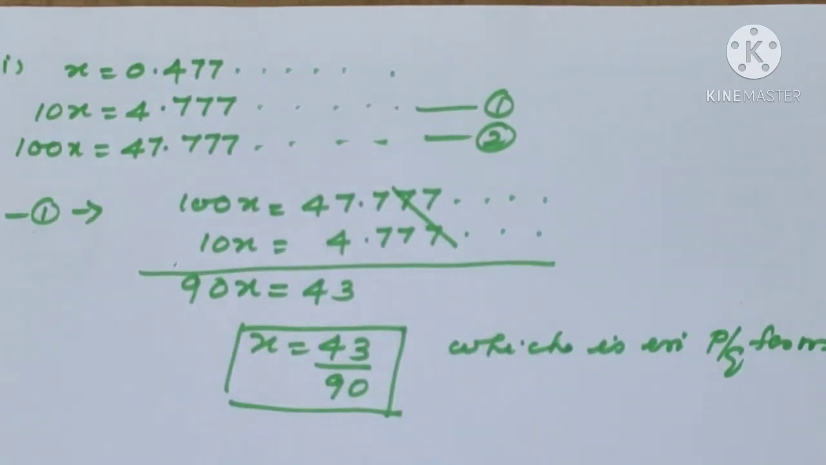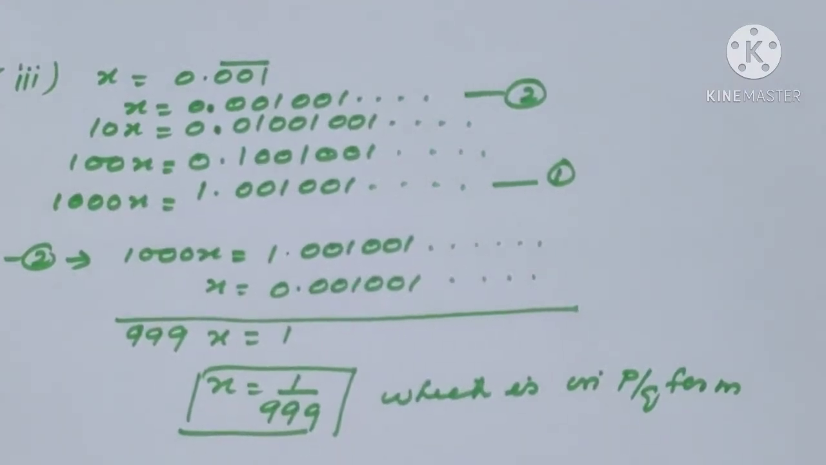Now the third question, let us see. x equal to 0.001 bar, x equal to 0.001001 etc. 10x is equal to 0.01001 etc. Then 100x is equal to 0.1001001 etc. Again 1000x equal to 1.001001 etc. Now when you compare the respective equations, we can see that the decimal part is same. So this time I have done 1000x minus x only.